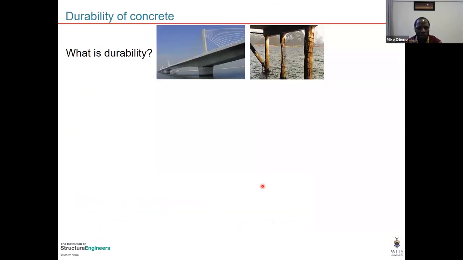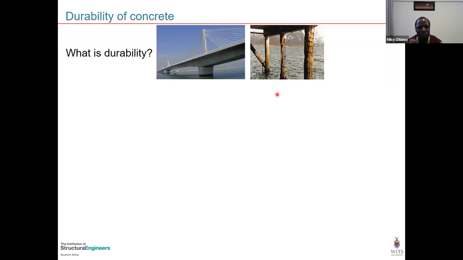I've been talking about durability, but what really is durability? So if we look at these two structures, for example, and I asked you to tell me which of these structures is durable, what would be the answer? I won't expect an answer now, but it's impossible to answer that question if I posed it to you. The reason being, we will see that now, you cannot say that this structure is not durable or was not durable. You cannot say that this structure is durable. And we will see why that is the case.